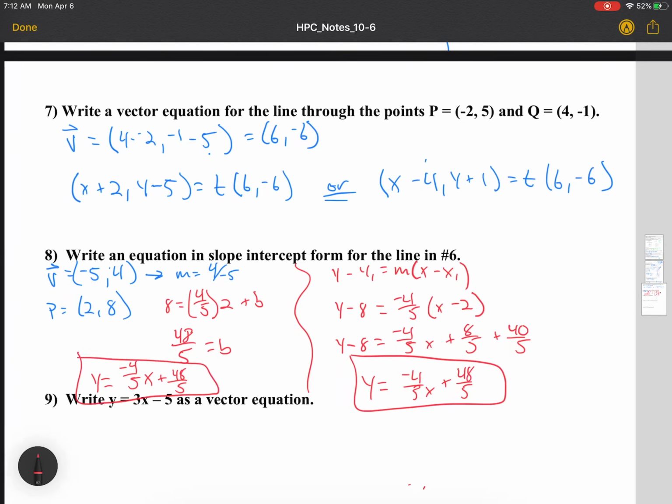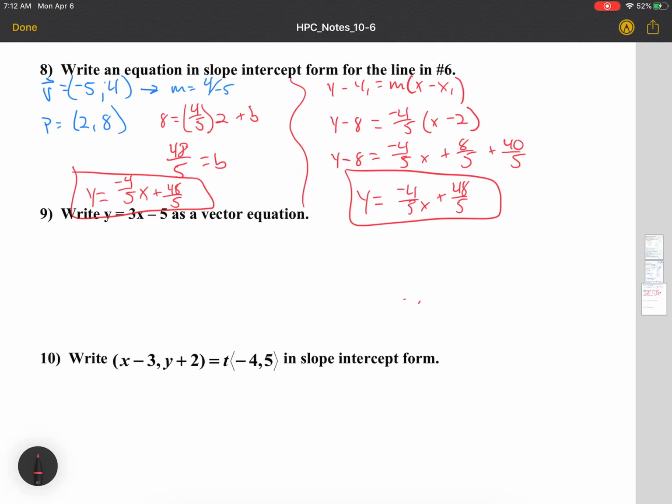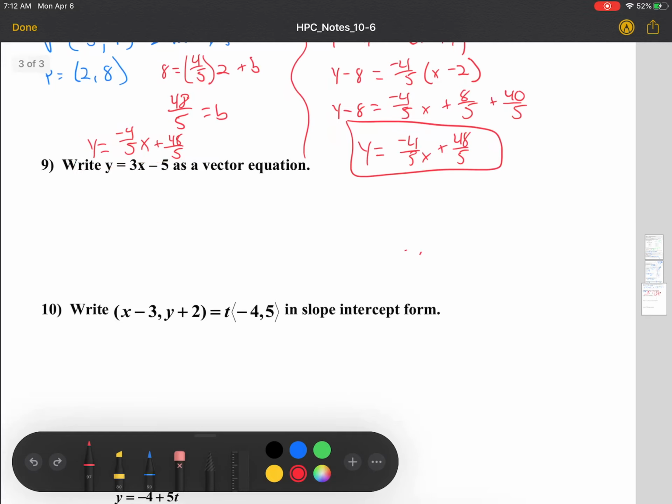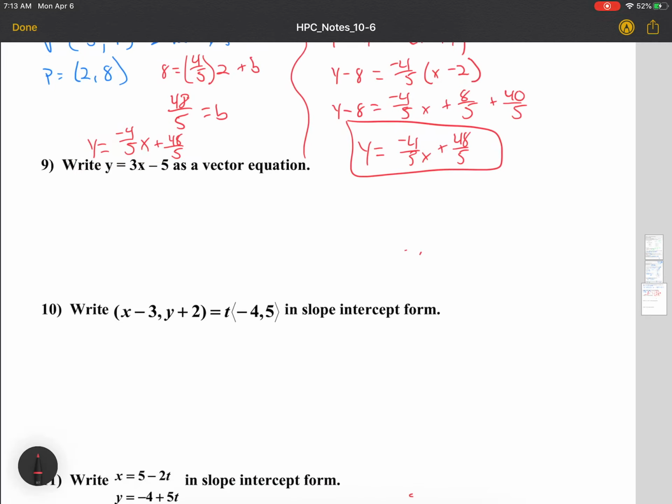Both of these are right. Same thing, two different ways to get them. Not so bad. Going on down to 9, it says write y equals 3x minus 5 in vector equation form. Now we're going the opposite way.